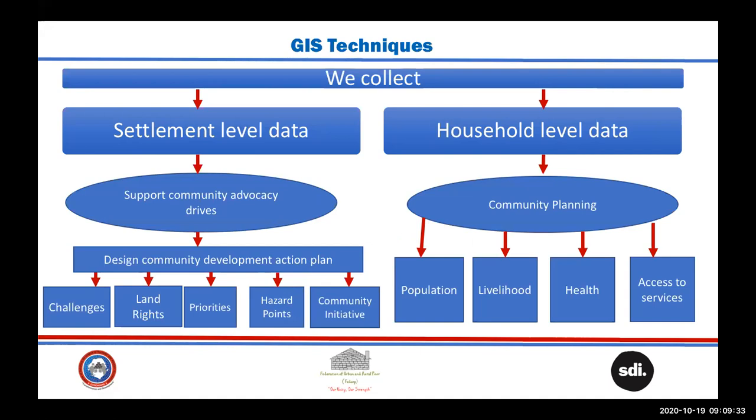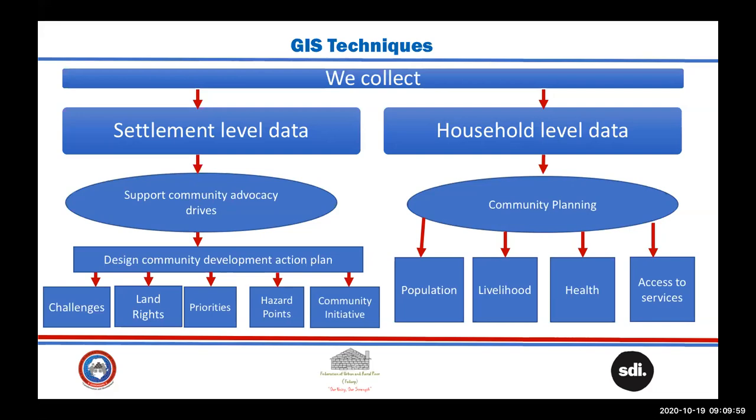In our way of collecting data, we have a two-sided approach: the settlement level data and also the household level data. For the settlement level data, we support community advocacy drives, where we design a community development action plan. By doing this, we state our challenges, know our rights, state our priorities, identify hotspots, and bring up community initiatives.